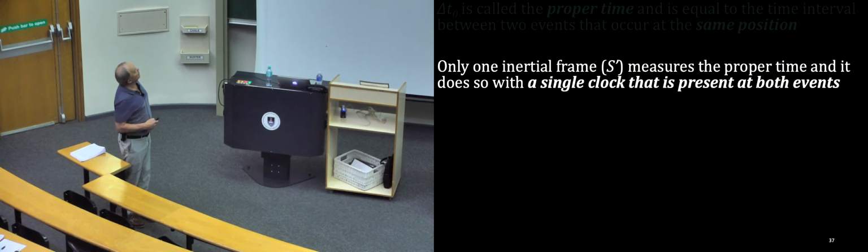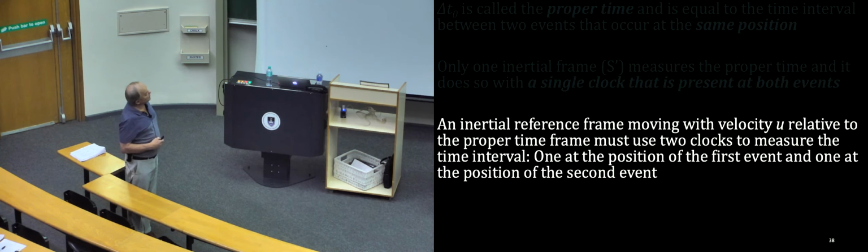Only one inertial frame, and usually we'll use the S prime frame, measures the proper time. Again, it's just reiterating the point I've made. An inertial reference frame moving with velocity u relative to the proper time frame must use 2 clocks to measure the interval, like I've illustrated over there. One at the first event and one at the second event.